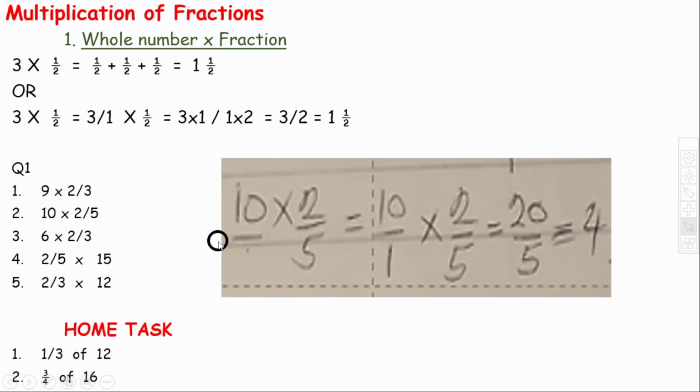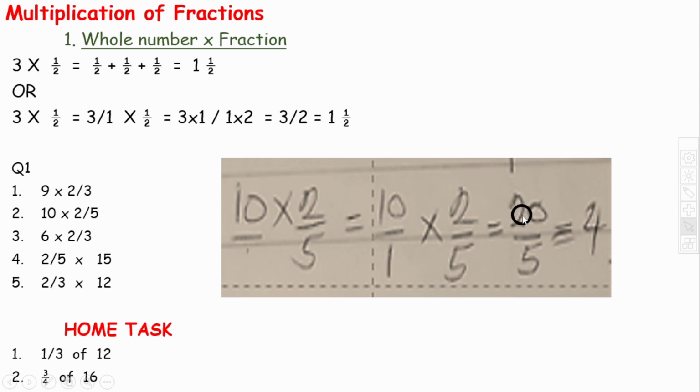10 times 2 all over 5. First, try as much as possible to convert this whole number into a fraction form. To do that, we do 10 all over 1. 10 all over 1 is the same thing as 10, but we convert it into a fractional form. 10 all over 1 times 2 all over what? Over 5. Now, what do we do? Multiply the numerators, multiply the denominators. So 10 times 2 is 20. 5 times 1 is 5.